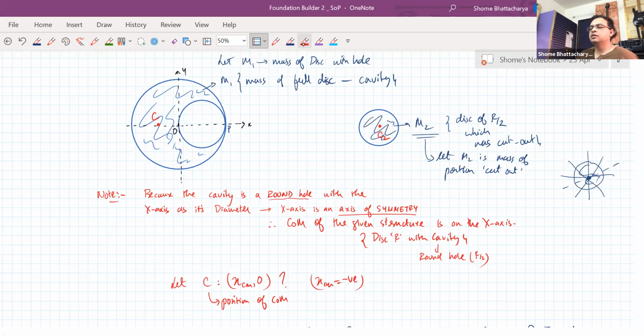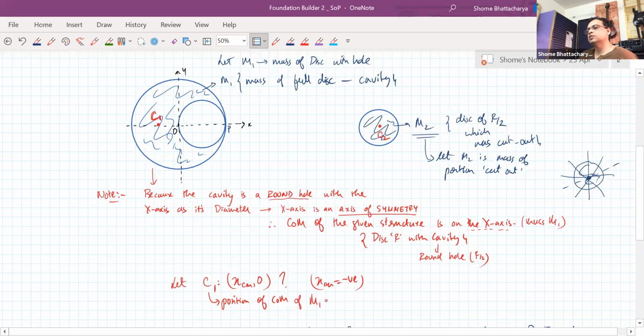Okay. Now I will actually denote this as C1 because it is the center of mass of this portion of mass M1. So this has this particular feature because the cavity is a round hole with the x-axis as the diameter. Center of mass of the given structure, which is basically of mass M1, is on the x-axis. So C1 is the position of center of mass of M1 mass.